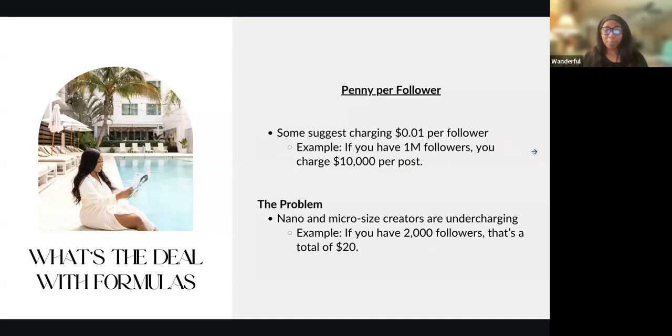Now let's talk about the penny per follower rule. This is probably the formula that makes me cringe the most because it just doesn't make sense. And I'm going to tell you why. Some suggest charging literally 1 penny per follower that you have.